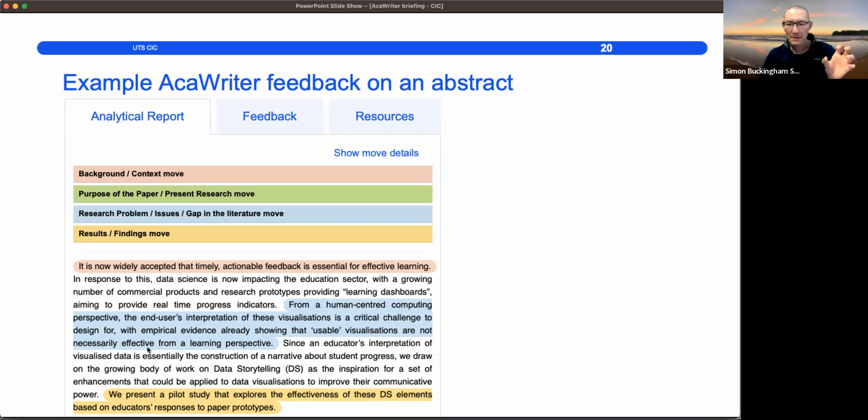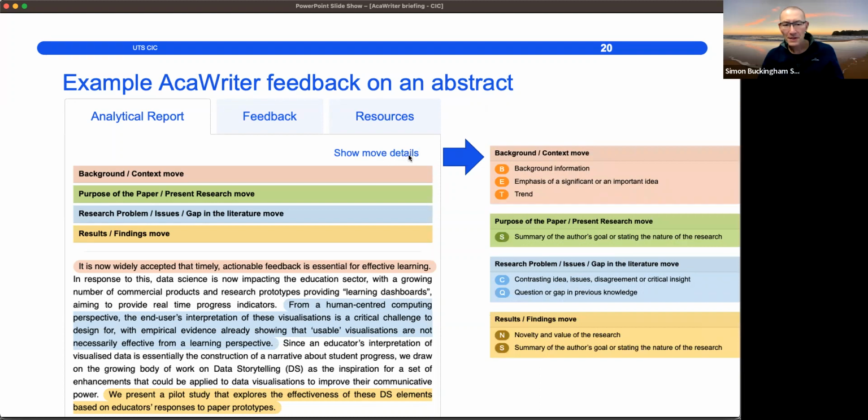Okay, so AcaWriter picks up on these phrases and goes, sounds like a problem, sounds like a gap in the literature. And then we have a classic, we present a study that does the following, which is a statement about the findings or the contribution of the paper. And in fact, if you click on show me the details, it will expand these highlighted things and show you these sub-sentence types. These are the ones that I showed you earlier, but it explains in more detail, well, why was that classified as a results findings move? Why was that classified as a research problem move? Okay.